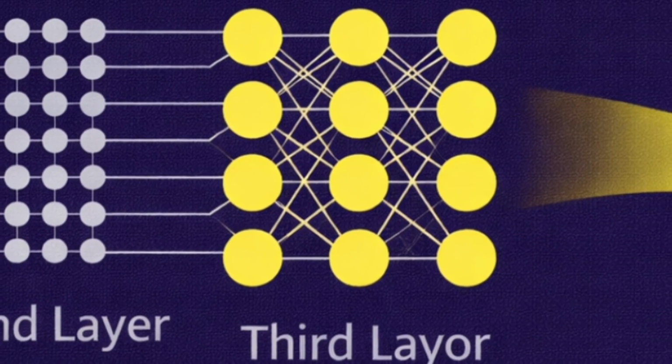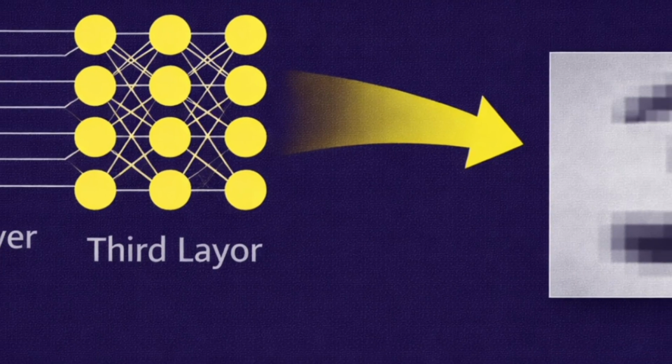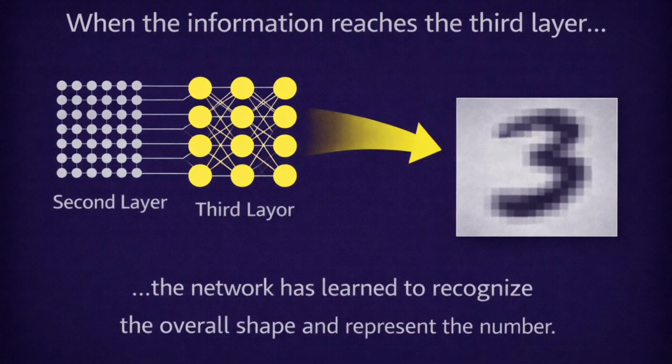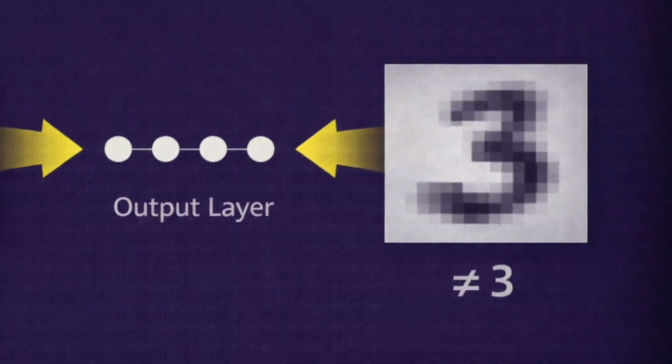At last, when the information reaches the third hidden layer, the neural network has learned to recognize the overall shape and represent the number. Finally, the output layer takes the information from the third layer and determines whether the number is 3 or not.